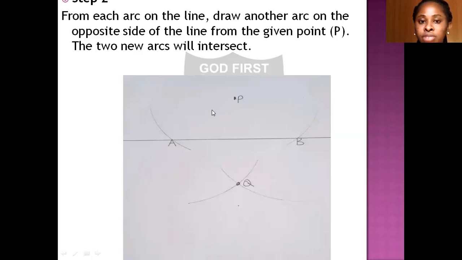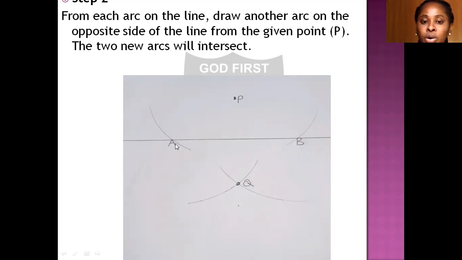Step two. From each arc on the line, we want to draw another arc on the opposite side of the line from the given point P. This is our point P. Place your compass on A with the same radius you used and draw an arc. Place your compass on B with the same radius and draw another arc. The point where the two arcs cut each other, name it Q.